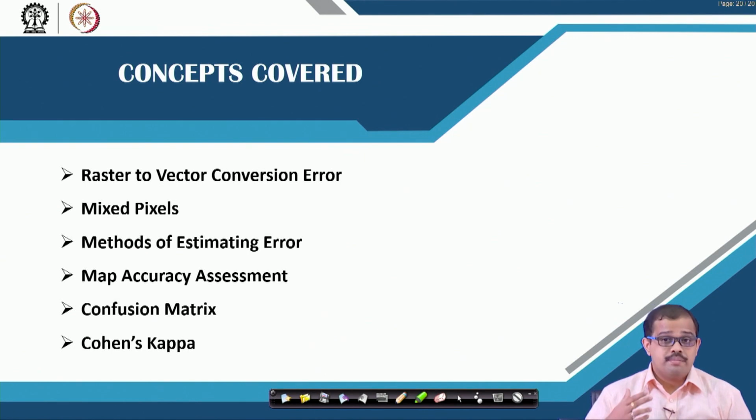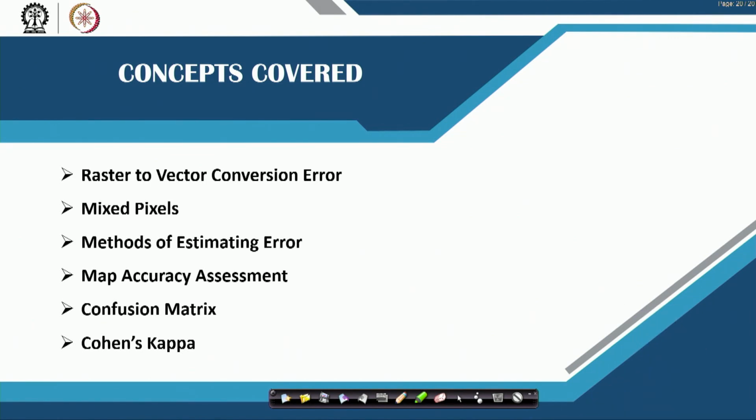Then methods of estimating error: what are the different kinds of error that may come from using mixed pixels, where we will look at two different, very well known methods. And then we will look at map accuracy assessment. When I look at the accuracy assessment, I am looking at the raster data model, wherein we would look at both the confusion matrix and finally end with the kappa. Kappa is one of the measurements of how we look at the classification system in a raster model. So these are the things that I would cover in today's lecture.